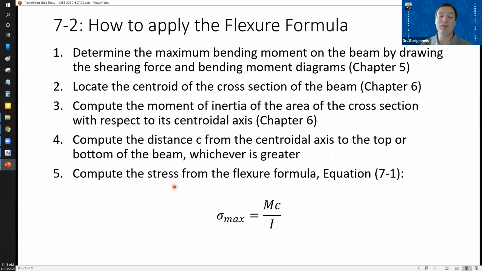And then you're going to compute the stress using the formula here. So remember, c is the greatest distance from the centroidal axis to the top or bottom of the beam, whichever is greater. M is the bending moment, and I is the moment of inertia, which you've calculated or given to you.